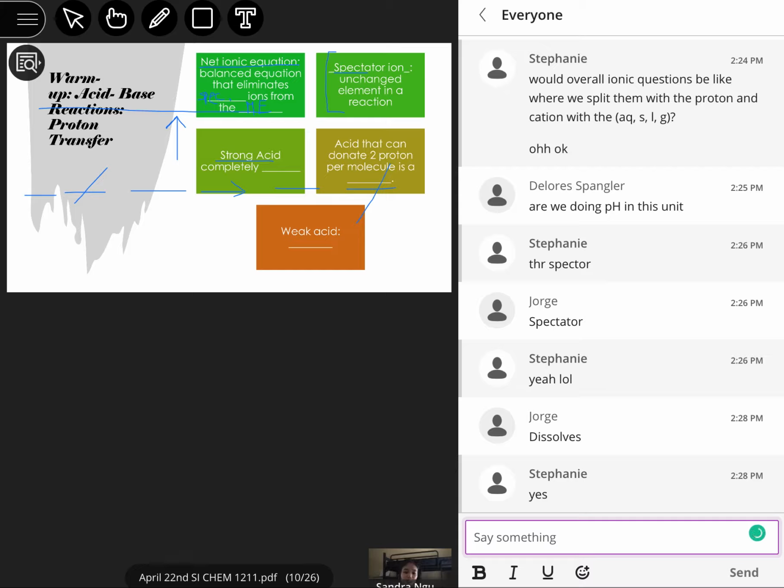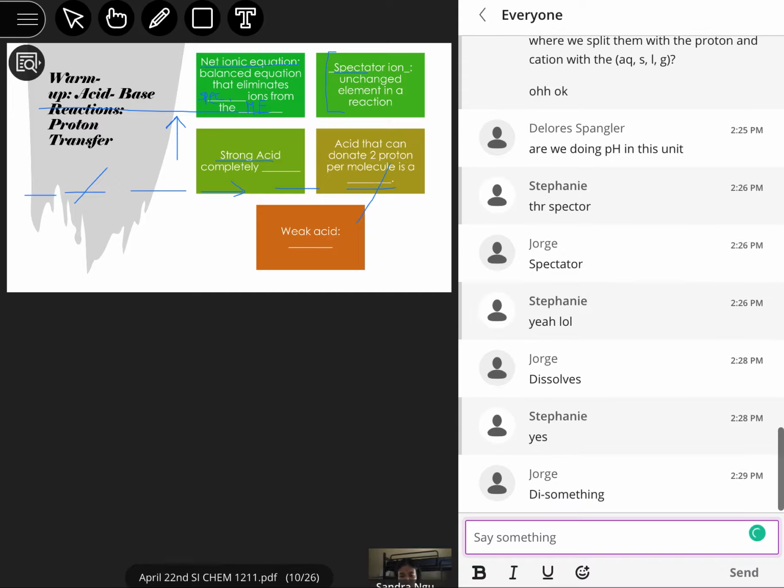And an acid that can donate 2 protons per molecule is a, what? What is that called? Does anyone know what that's called? Di something. Okay, you're on the right track. Does anyone know the other half, the something part? Di. Does anyone remember what that is called? Any guesses?